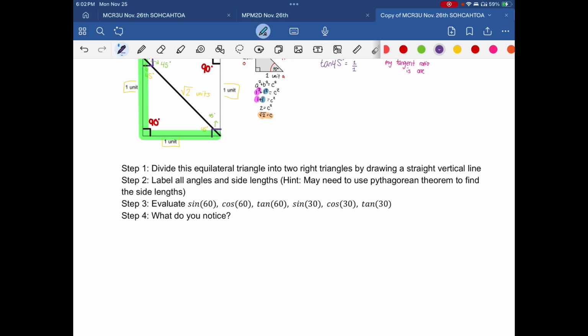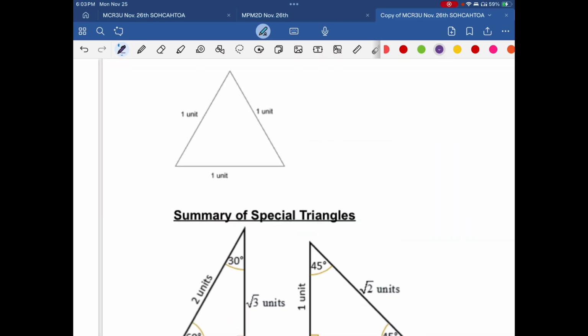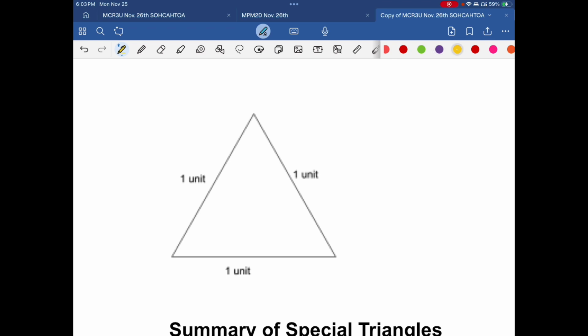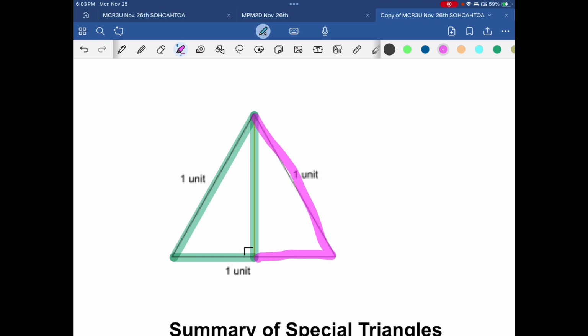So, I have an equilateral triangle that I'm going to split into 2 right triangles by drawing a straight vertical line. So, on my equilateral triangle, I'm gonna make 2 right angle triangles by drawing a vertical line going down. So that's 90 degrees, and I've created another 90-degree triangle. Amazing. Okay.